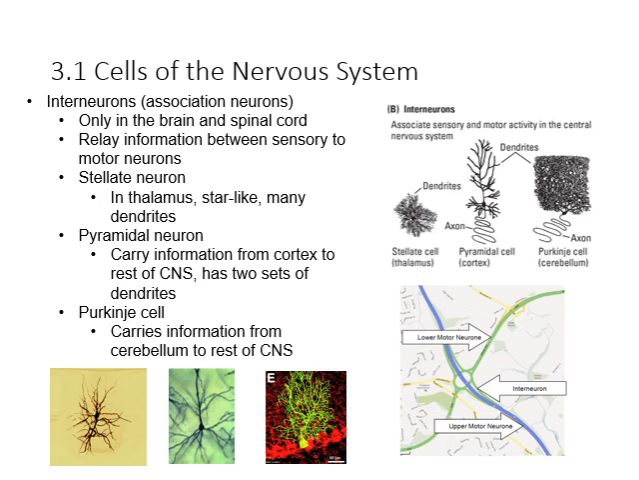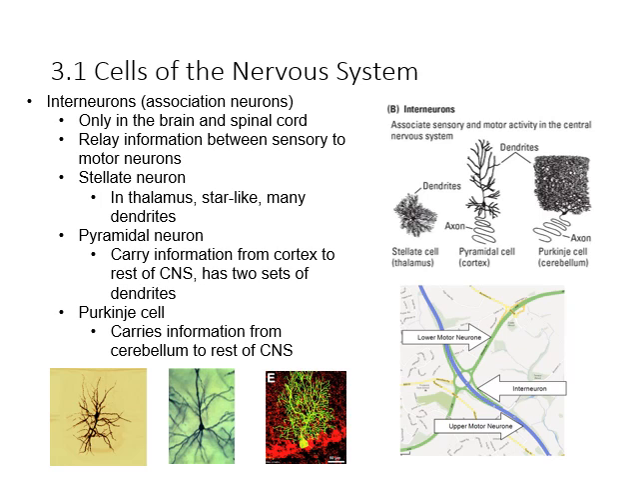Within interneurons, there are several types. One is the stellate neuron, and stellate means like star. They are located in the thalamus, which, if you remember from last chapter, is like the switchboard of the brain. They are star-like in appearance and have many dendrites. And this picture down here on the bottom left is a stellate neuron.